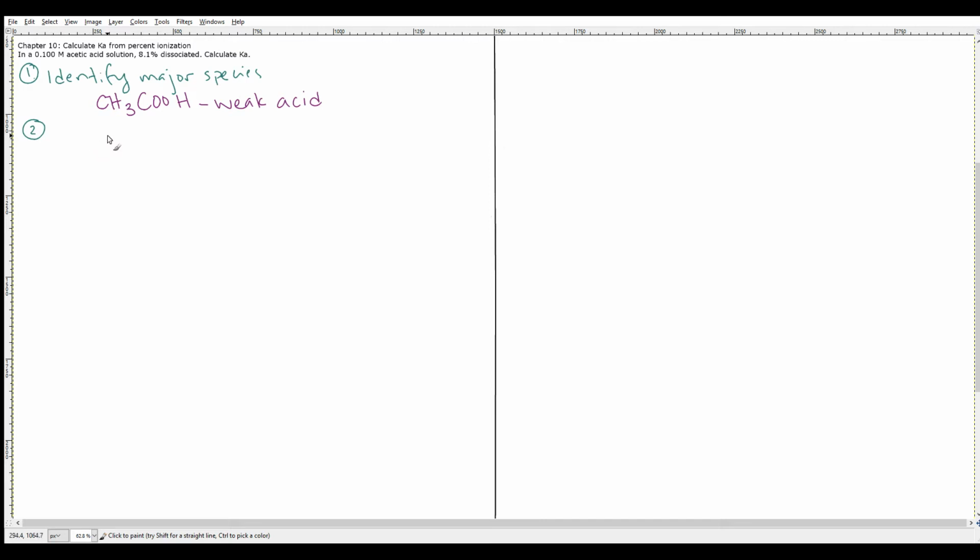Step 2, as always, write out the reaction. Is this going to have a double-sided arrow or a one-sided arrow? Since it's weak, double-sided arrow.